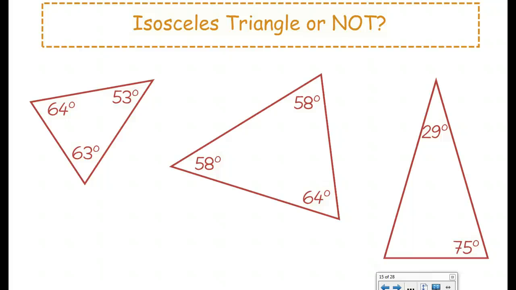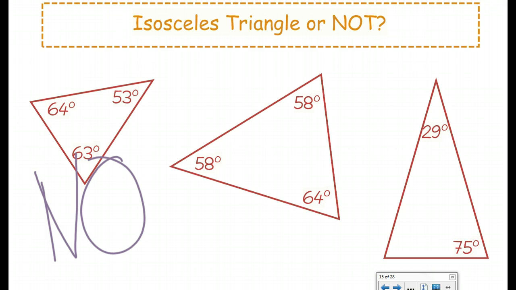The first triangle, Dimitri, go write yes or no. The second triangle, Catherine, go write yes or no. The third triangle, Ashley, go write yes or no. Thank you, Dimitri. Good job, Catherine.